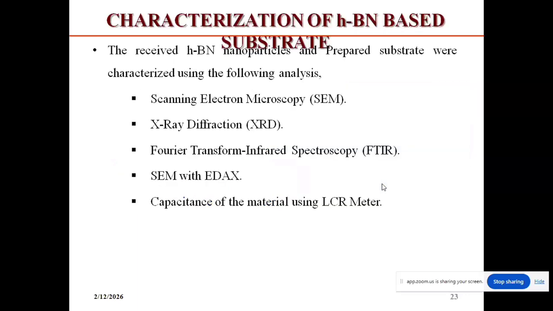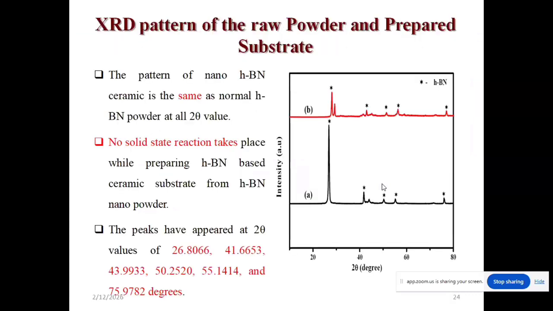The prepared substrate is to be characterized using these techniques: scanning electron microscopy, X-ray diffraction, Fourier transform infrared spectroscopy, and EDAX, and finally the capacitance of the material will also be determined using the LCR meter. This is the XRD pattern for the raw powder material and the prepared substrate. From figures A and B, the same pattern is observed for both the prepared substrate and the received hexagonal boron nitride powder.